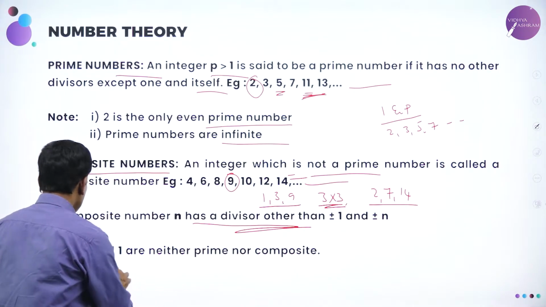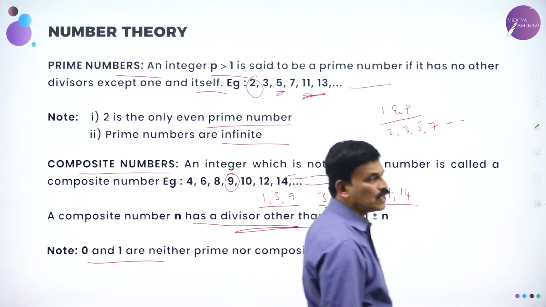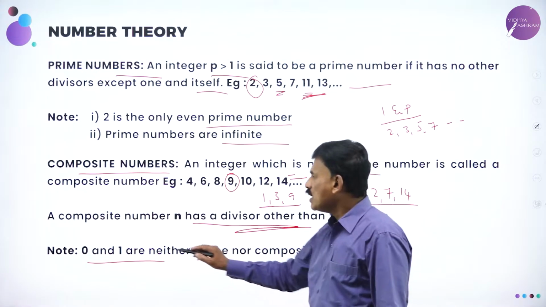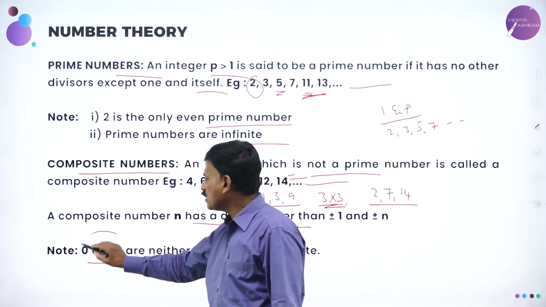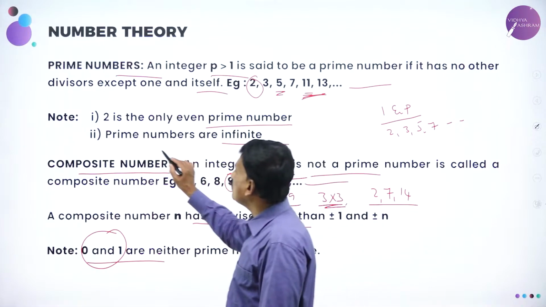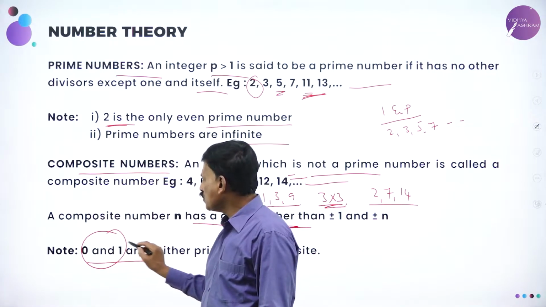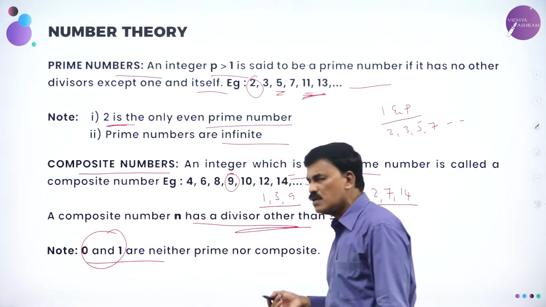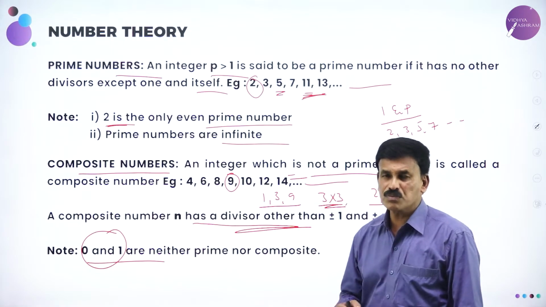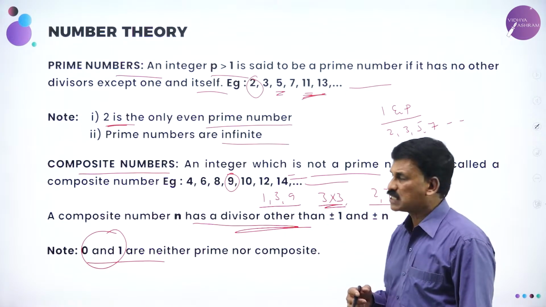Now, 0 and 1 are neither prime numbers nor composite numbers, whereas 2 is the only even prime number. These are a few concepts of prime numbers as well as composite numbers.